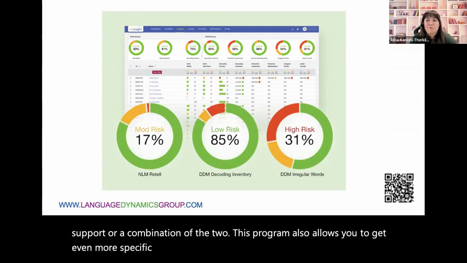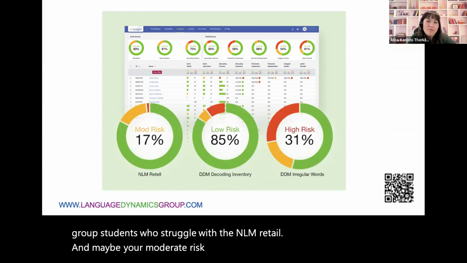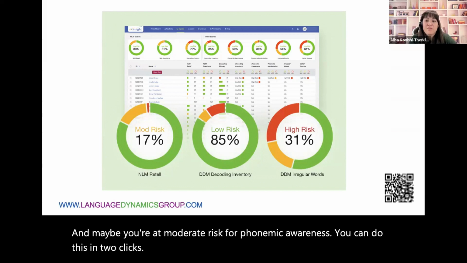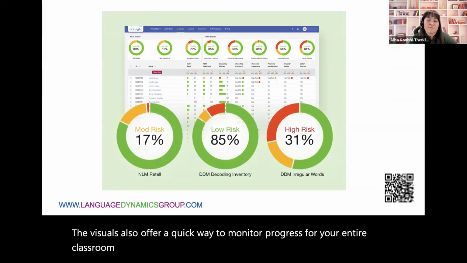For example, let's say you want to group students who struggle with the NLM retell and maybe are at moderate risk for phonemic awareness. You can do this in 2 clicks. The visuals also offer a quick way to monitor progress for your entire classroom or caseload.